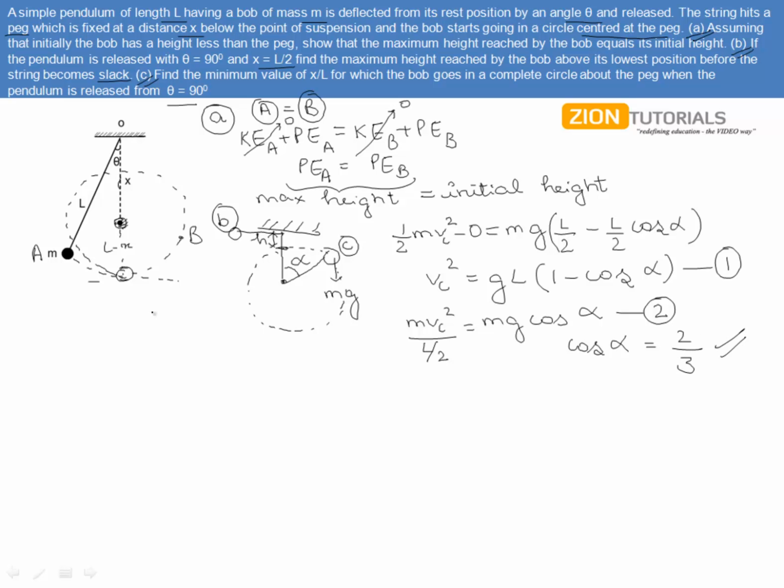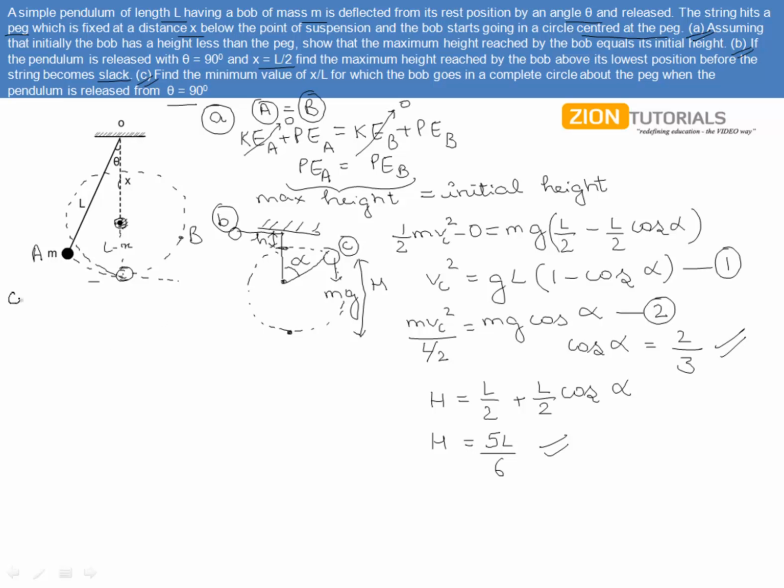Now we need to find the highest position, because they have asked us the maximum height reached by the bob. So we need to find this position from the lowest point. So all this height, capital H, has to be calculated. And so we can write capital H equals this distance L by 2 plus this distance from this triangle as L by 2 cos alpha, right? Putting the value of cos alpha as 2 by 3, this gives us 5L by 6. So this is that maximum height.